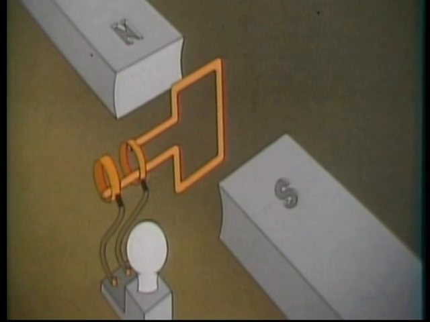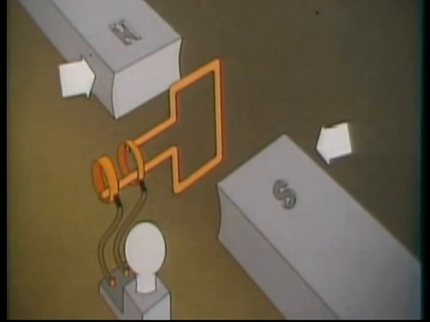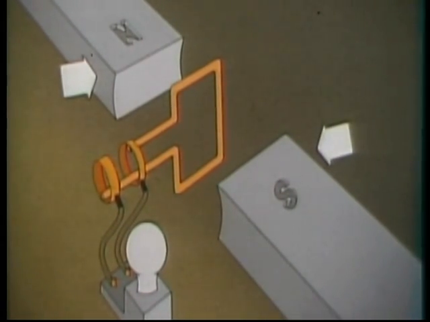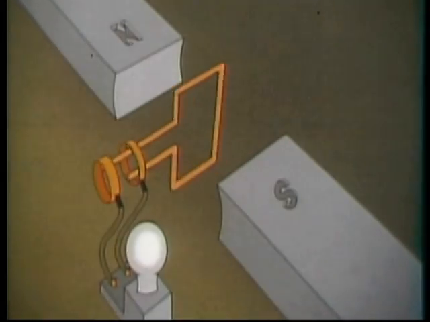To review briefly, a voltage will be induced when three things are present: a conductor, a magnetic field, and relative motion. In this simplified generator, this loop of wire is the conductor, and the magnetic field is provided by this magnet. The relative motion comes when the conductor is rotated between the poles of the magnet.